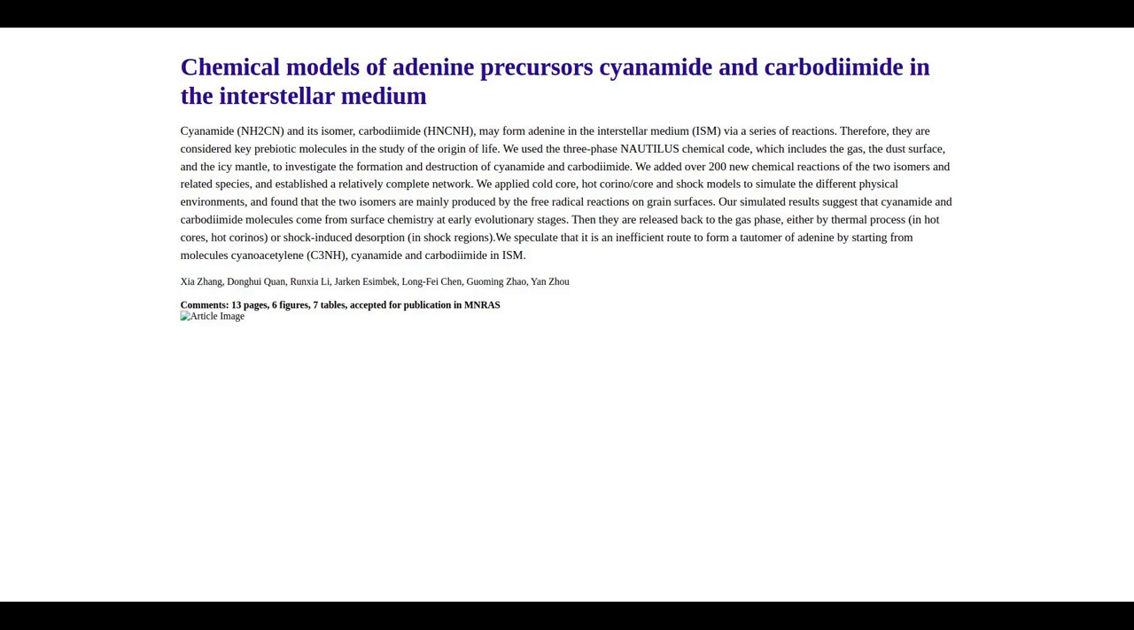Then they are released back to the gas phase, either by thermal process or shock-induced desorption. We speculate that it is an inefficient route to form a tautomer of adenine by starting from molecules cyanoacetylene, cyanamide, and carbodiimide.